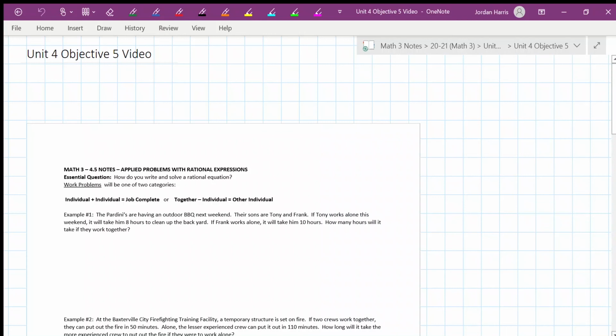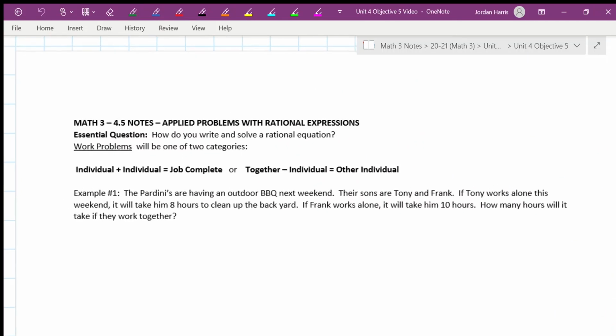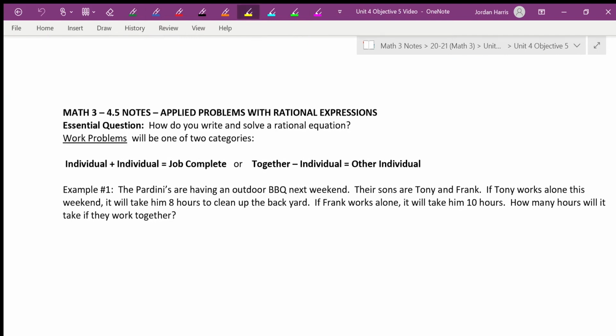This is 4.5, Applied Problems with Rational Expressions. So applied problems are word problems. So essential question, how do you write and solve a rational equation? So you have to write the equation this time, okay? So we're going to start with work problems.